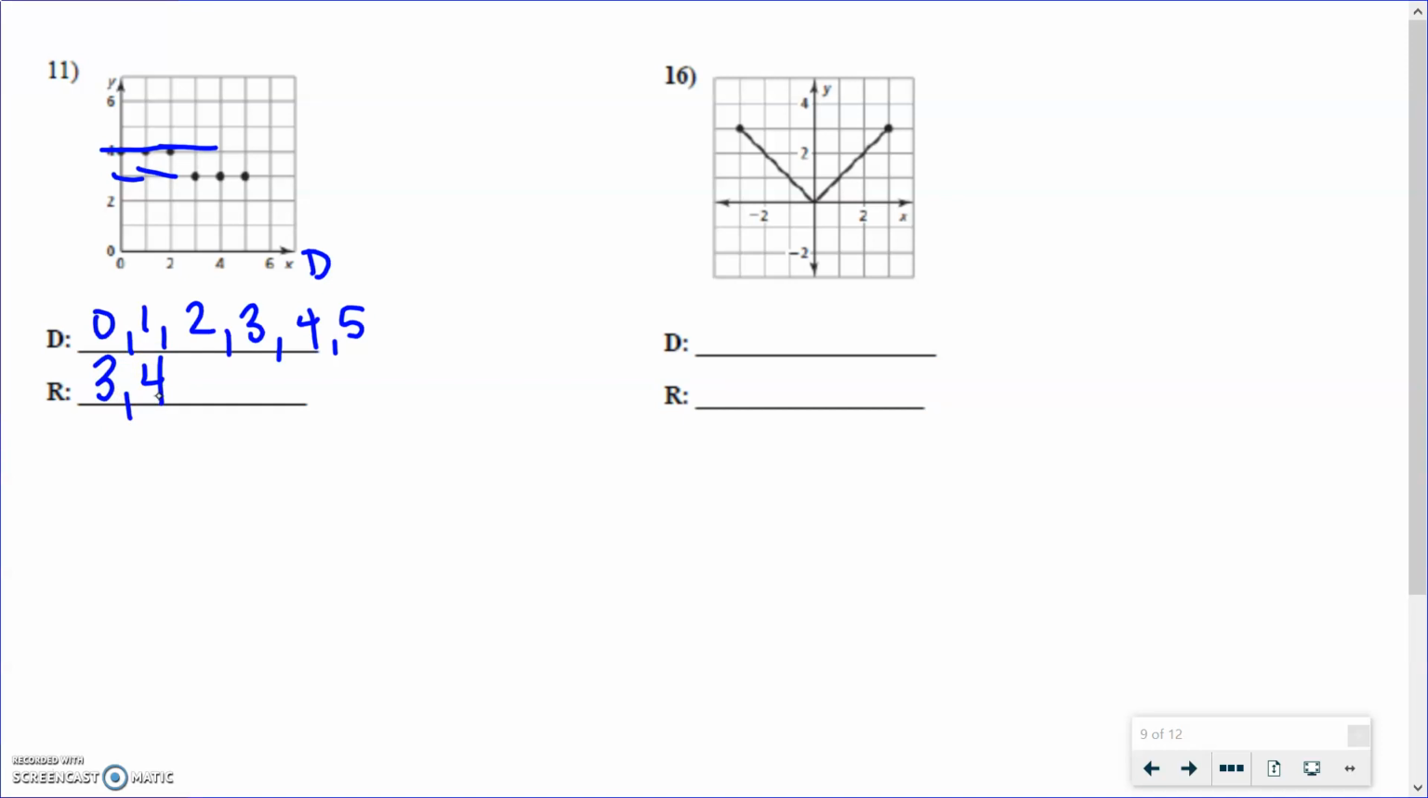All right, this one's a little different because it's continuous. For this one, it starts right here at -3 and goes all the way up to where x is equal to +3. So we would say from -3 to 3. The range starts where y is equal to 0 and it stops where y is equal to 3. So this one would be 0 to 3.